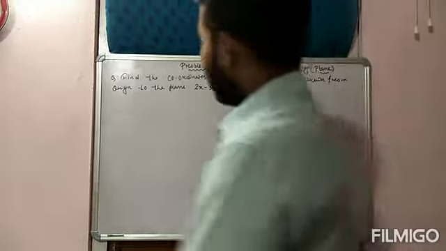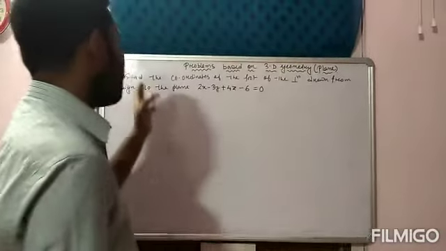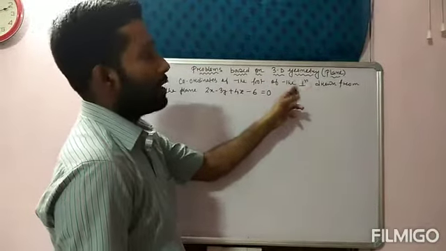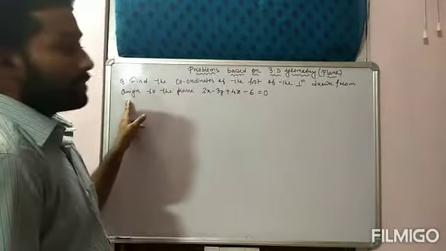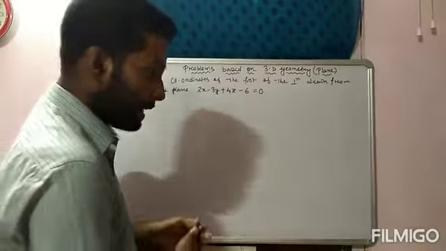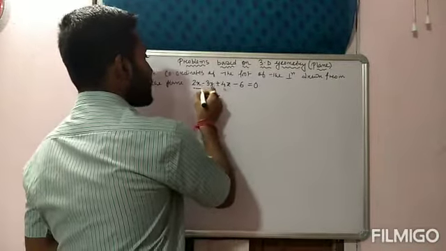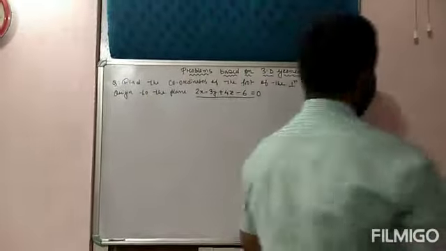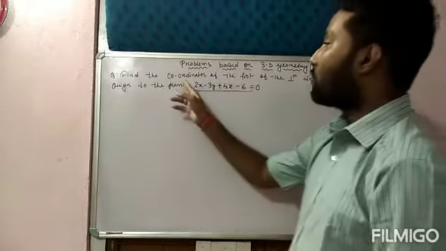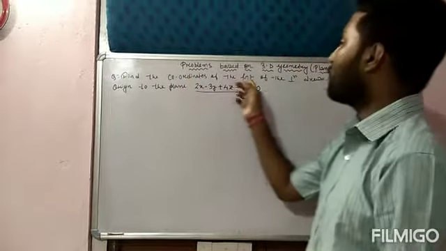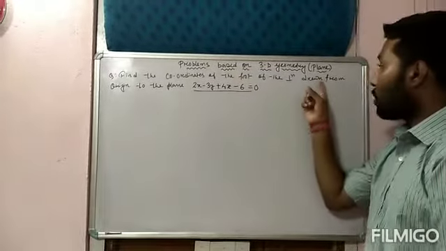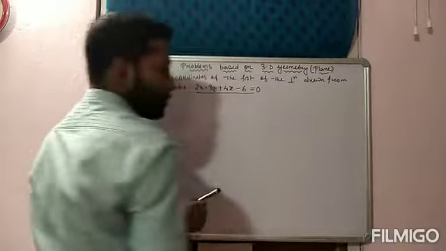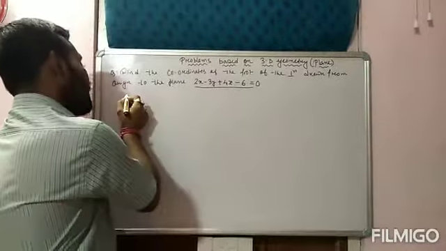Okay. So the first question is, find the coordinates of the foot of the perpendicular drawn from origin to the plane. Here the equation of the plane is 2x minus 3y plus 4z minus 6 equal to 0. Again I am repeating the question. You are asked to find the coordinates of the foot of the perpendicular drawn from the origin to this plane. Okay, it's a long question. It is not a short question and important also.